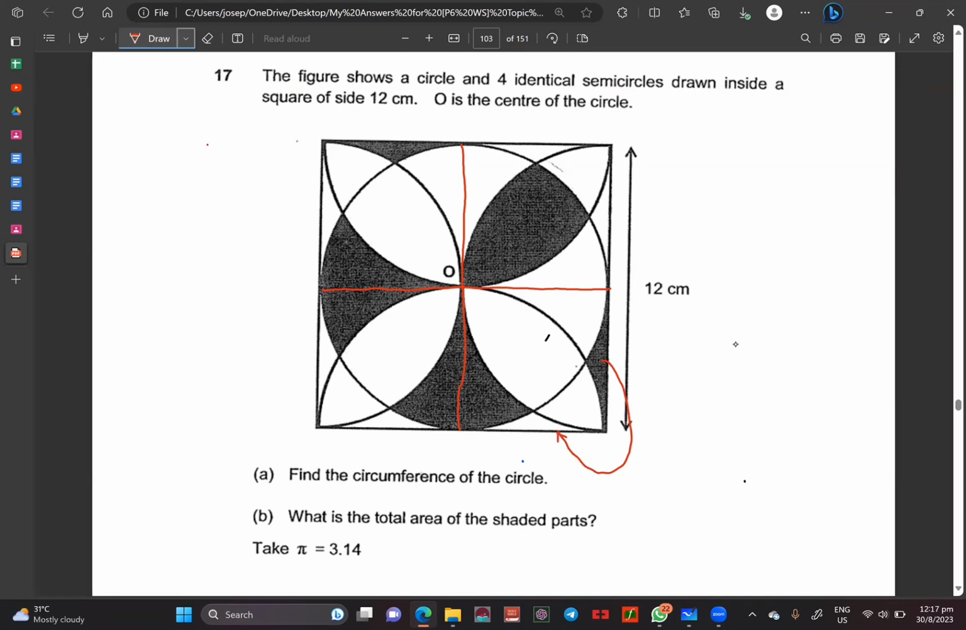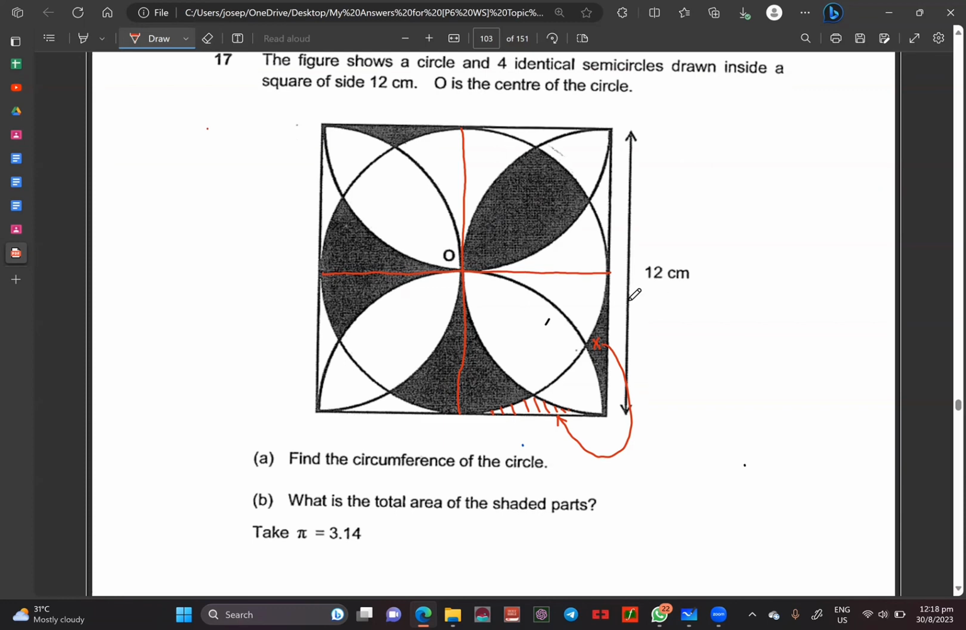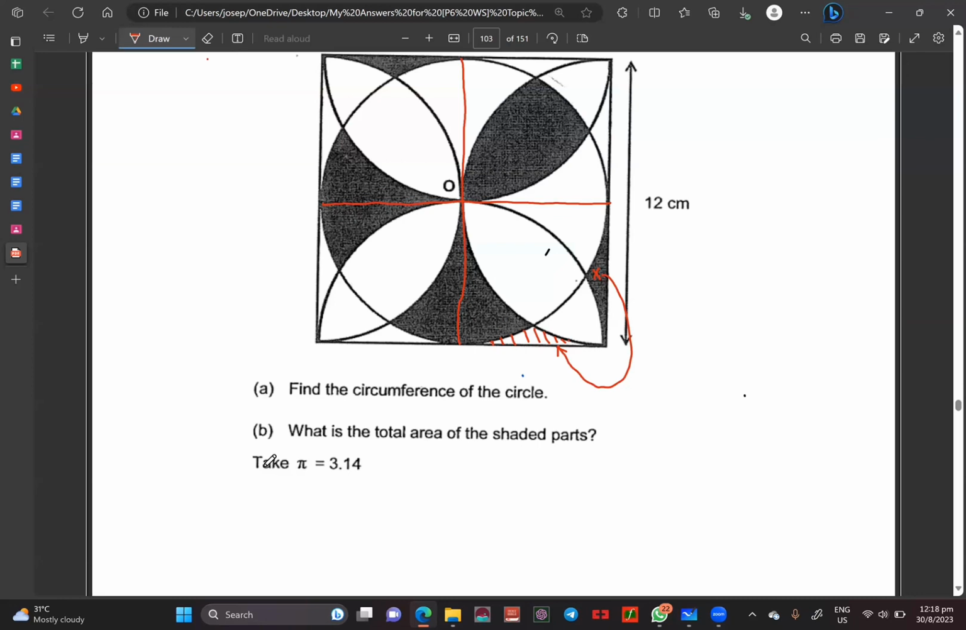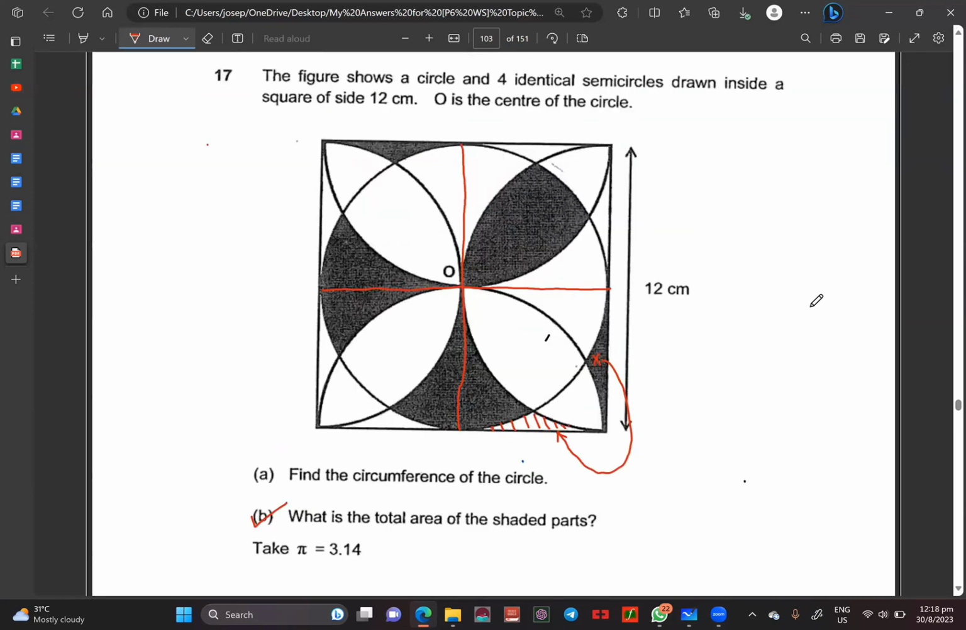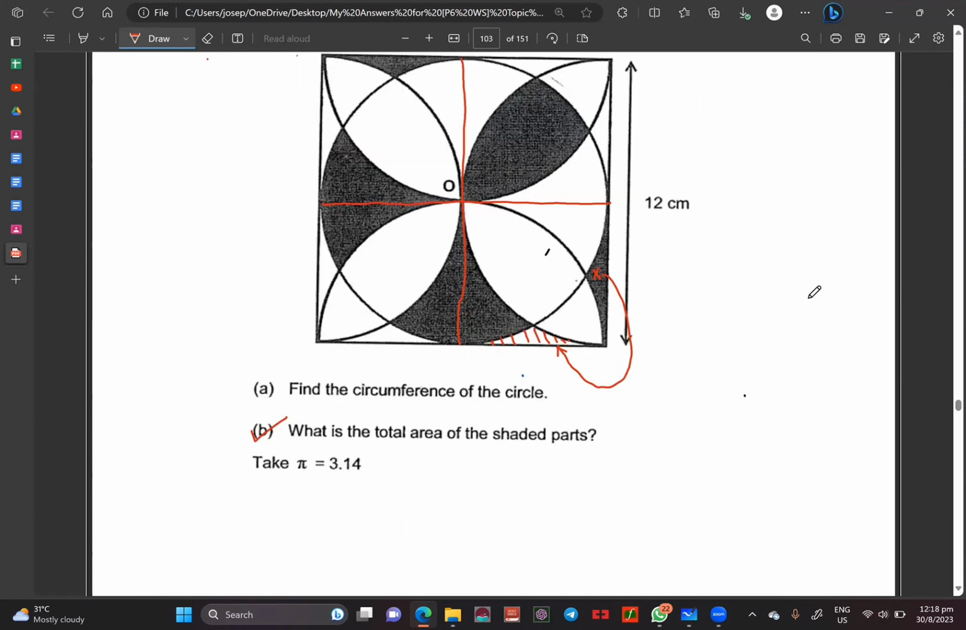So when I do that, I'm going to shade this, okay? Try not to do it this way. You can just shade it using straight lines, okay? And we are going to put an X over there to show that I have removed that, okay? Now, I'm just going to solve B. For A, I believe a lot of you will be able to do the circumference of the circle, okay? So I'm just going to look at B.